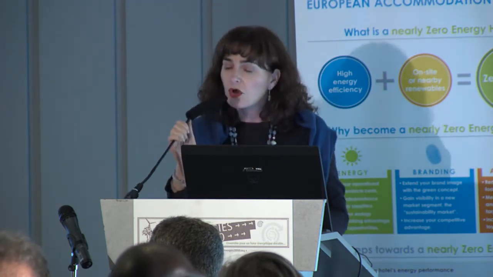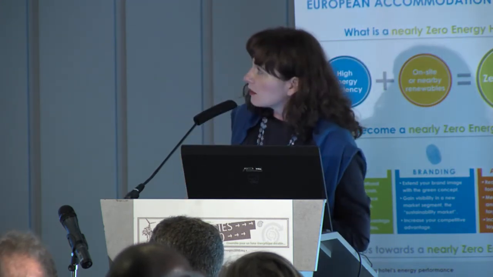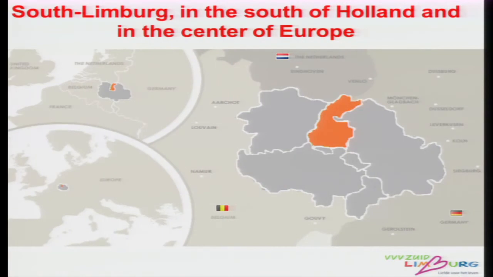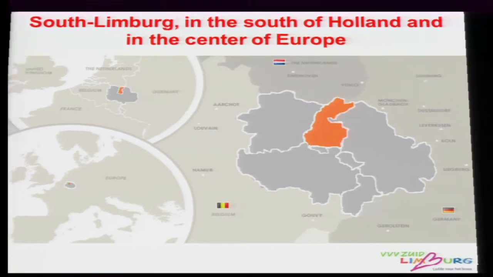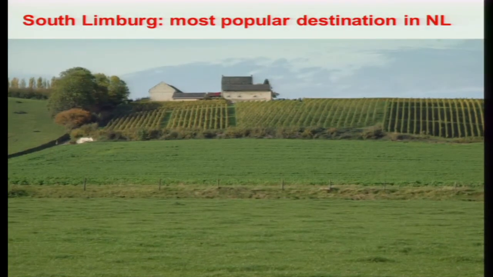But first, where do I come from? I come from Holland, indeed, but from the part of Holland that became Holland after Waterloo. So 200 years since Waterloo, we became Holland after Waterloo. We were Germany and France before. So we are in the center of Europe. Maastricht is our capital. It's a city where Europe was born, where our euro was born. And so we are like this.